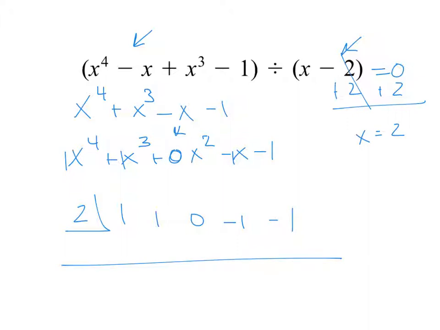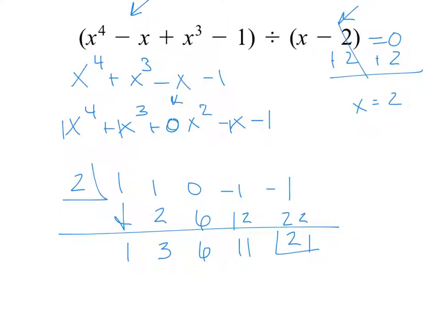Draw my line. I'm going to drop down 1 and do 2 times 1, which is 2. Add, I get 3. 2 times 3 is 6. Add, I get 6. 2 times 6 is 12. Add, I'll get 11. And 2 times 11 is 22. Add, you'll get 21 as a remainder.